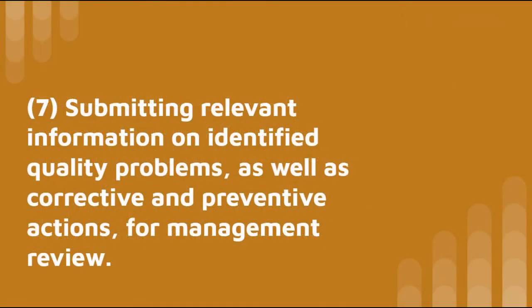Subsection 7 of the corrective and preventative actions is submitting relevant information on identified quality problems as well as corrective and preventative actions for management review. So this can be accomplished by determining which records in the recent corrective and preventative actions event were submitted for management review, and reviewing the raw data submitted for management review and not the actual results of the management review.